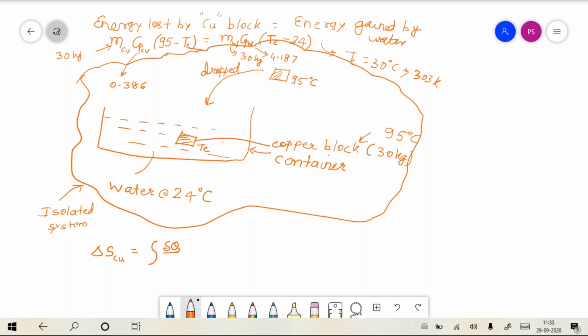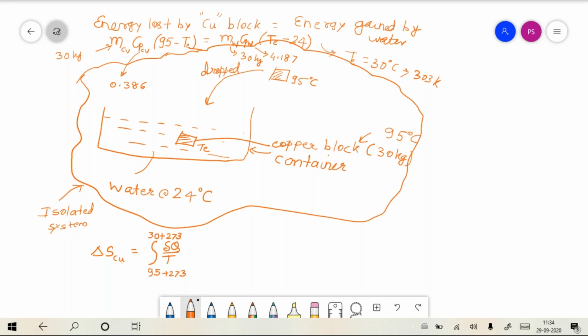From the initial state. What is the initial state of the copper block? The initial temperature is 95, that is 95 plus 273, and the final temperature of the copper block is 30 plus 273. Okay. So you calculate the entropy change of the copper block now.